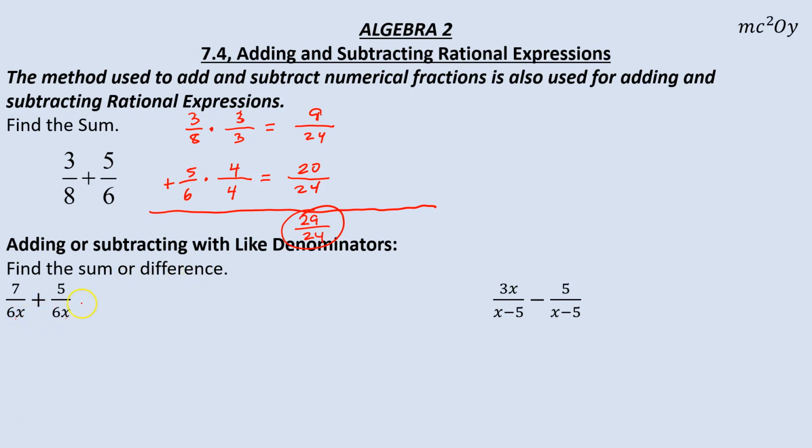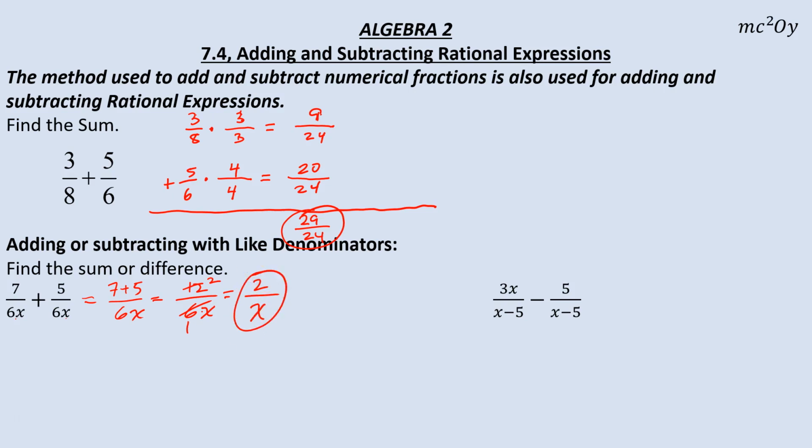in this case, they both are 6x. Then just add your numerators. It's just 7 plus 5 on top. And 7 plus 5 we know as 12. So that's 12 over 6x. Now at the end you should always try to reduce. And since you're multiplying 6 by x, you can reduce the 12 and the 6, right? 6 goes into 12 twice. And it goes into itself once. So you get 2 over x.